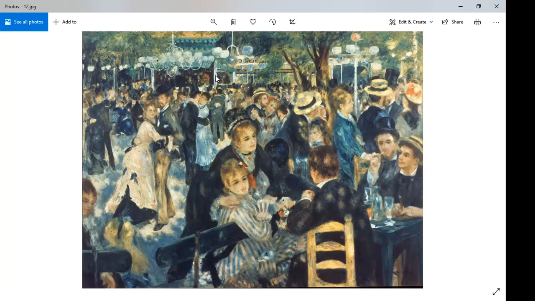Now, he became wealthy. He became Renoir, the wealthiest of all the Impressionists during his lifetime. And then after he died, Monet lived on many more years, and he even became more wealthy.